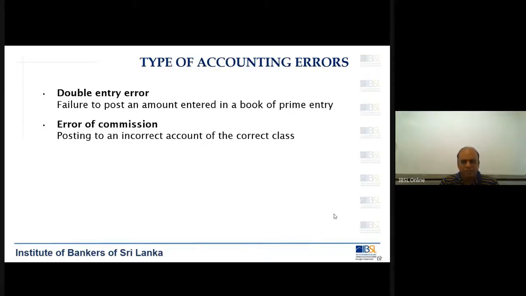Yes, the telephone expenses account is also an expenditure account, which is the correct class. But that is not the account. The purported account is the electricity expenses account. So error of commission is posting to an incorrect account. If you are using a printed copy, please underline it. It is very important: posting to an incorrect account of the correct class. Why I say this is because in the exam, sometimes you might be given a multiple choice question to mark the answer for error of commission. So you need to know what exactly it is.